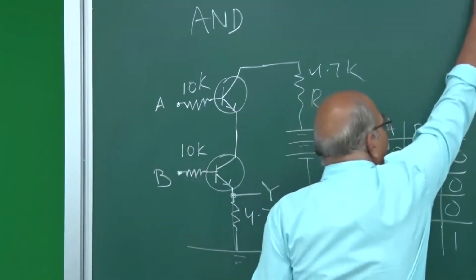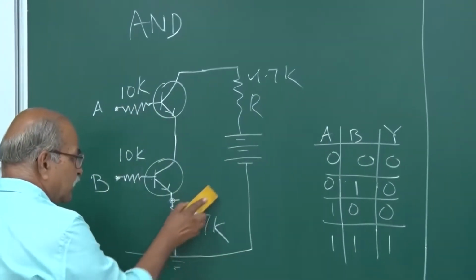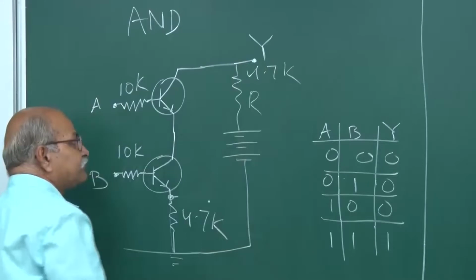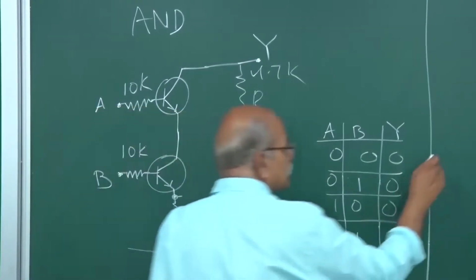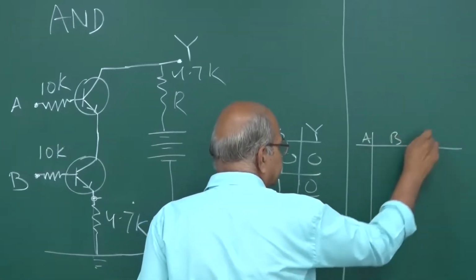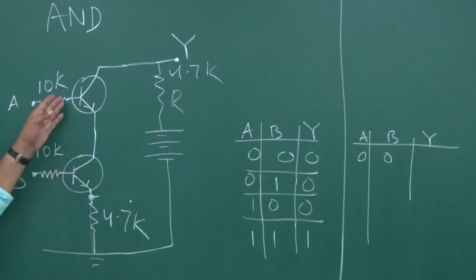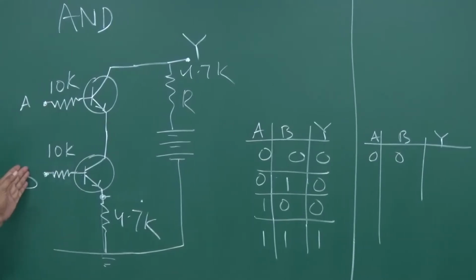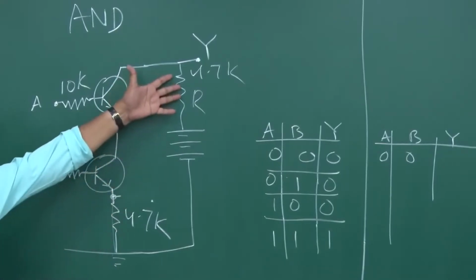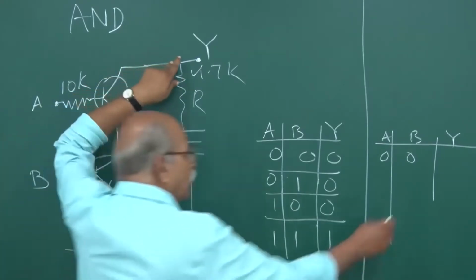And if I take the output from this point here, what will happen? Suppose this point I say is Y, then what happens? In that case, let us see what happens at 0 0. I have already described, if this is 0, both the transistors are in cutoff mode, no current here, no current here, and therefore this potential will appear here. So this will be high, so this will be 1.